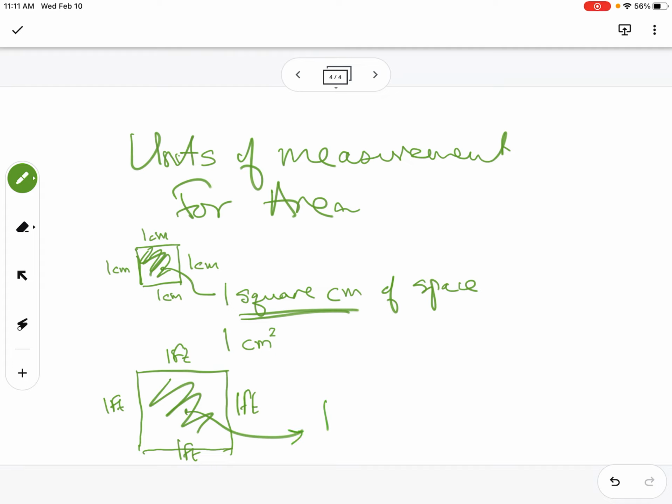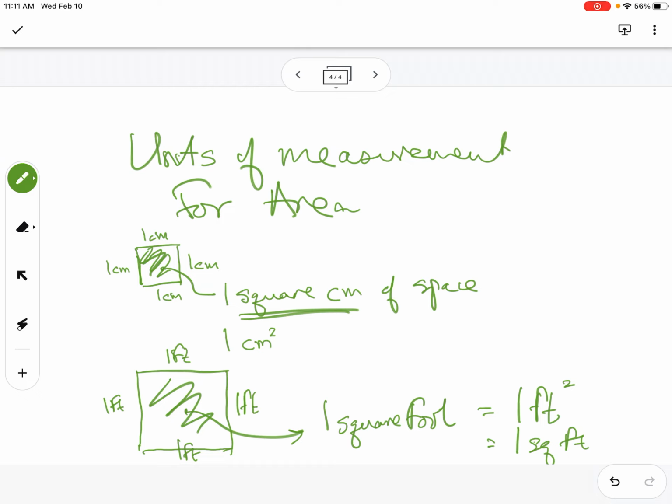1, and what's the shape again? Square, and how big are the sides of the square? Foot. 1 square foot. Another way to write that, 1 foot with a squared on the shoulder, or even shorten it up to 1 square foot.